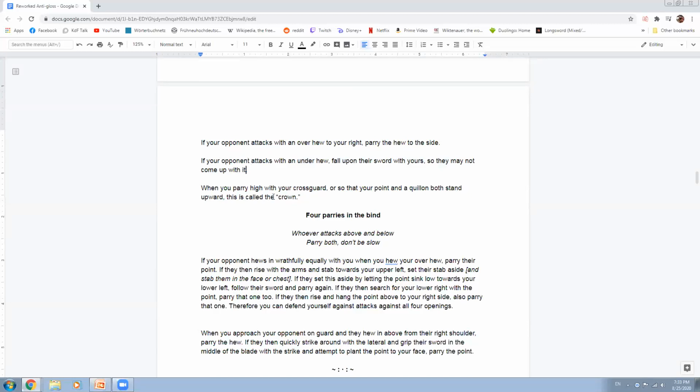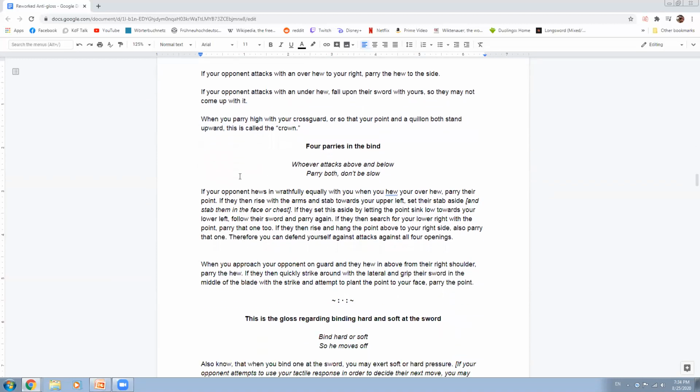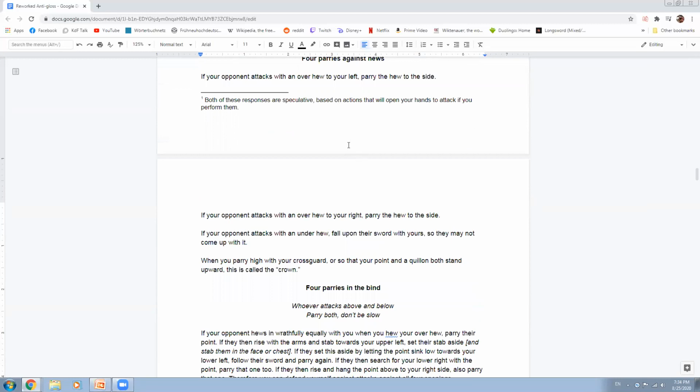When you parry high with the cross guard so that your point and the key on both stand upward, this is called the crown. And that just comes from obviously the crown. So we are given kind of 4 different directions that the opponent might parry. We have like high parries, side, and then against low guards, they tend to like to fall upon your sword.